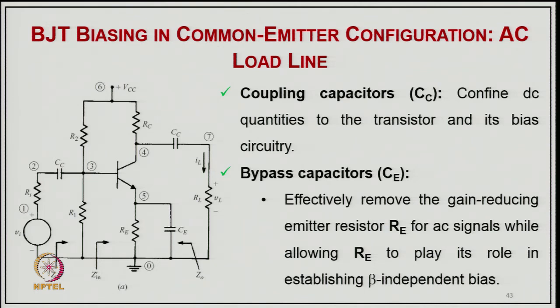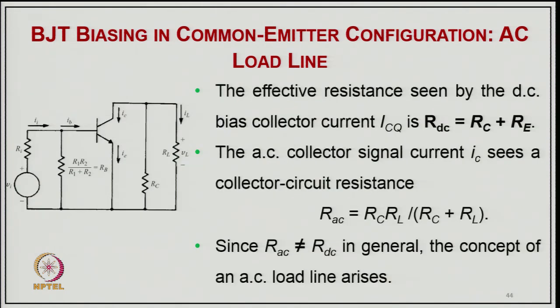So, the coupling capacitance, CC, confines the DC quantity to the transistor and bias circuit, and you can call it a bypass capacitor. That is your CC, effectively removing the gain-reducing emitter resistance for an AC signal, by allowing RE to play its role in establishing the beta independent biasing. So, it provides the kind of biasing for this emitter junction corresponding to these resistances, if we consider that kind of capacitor biasing.